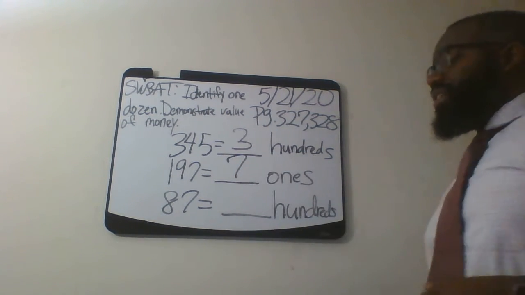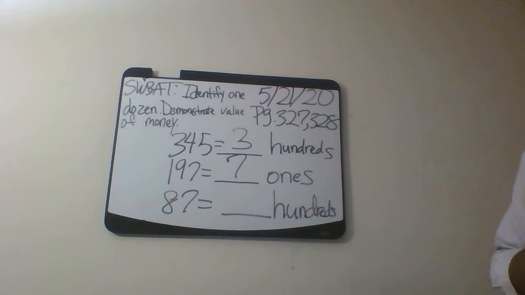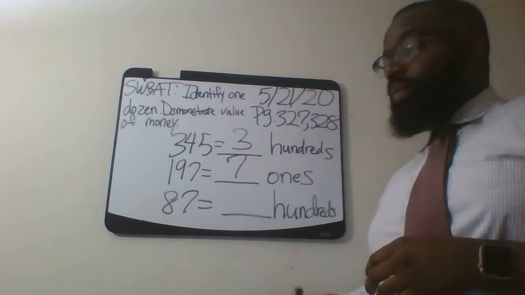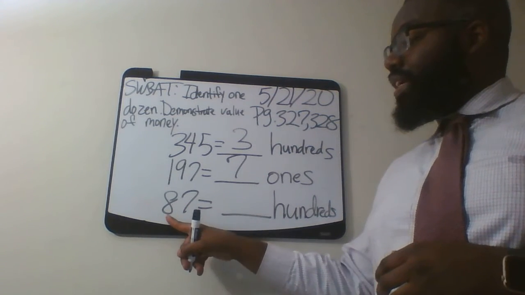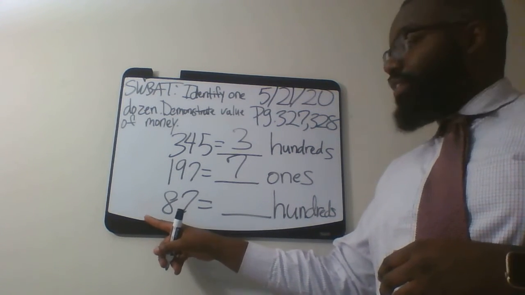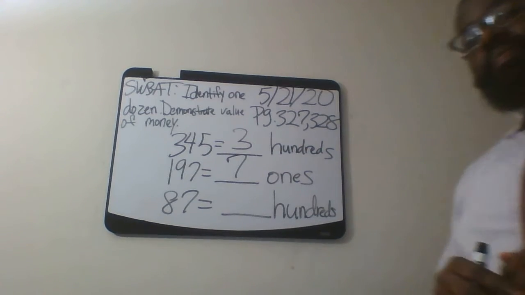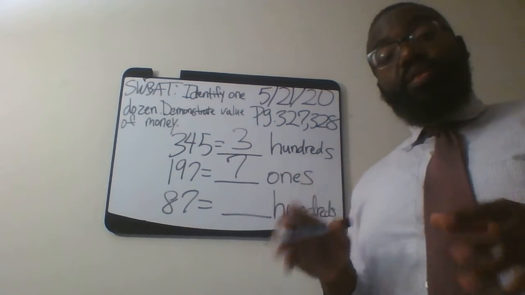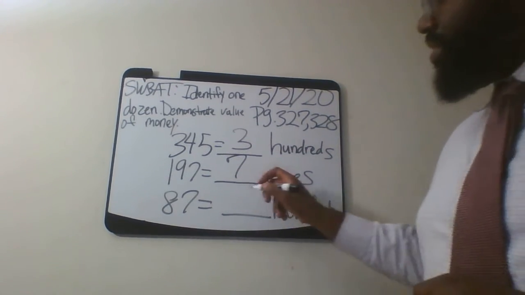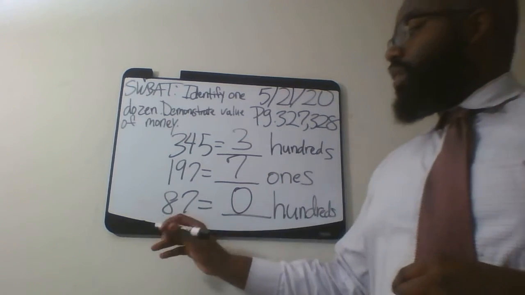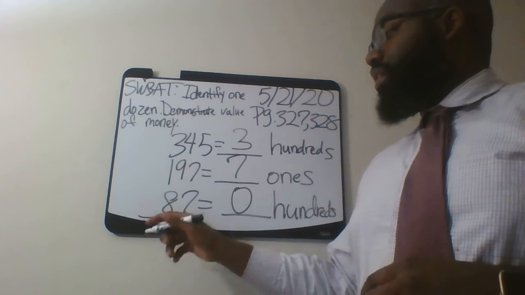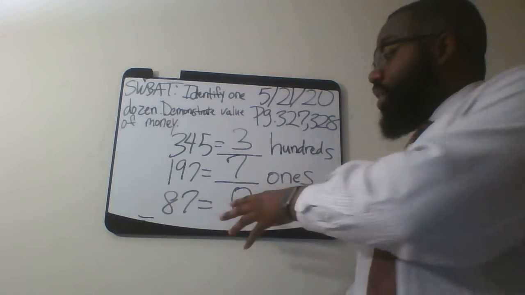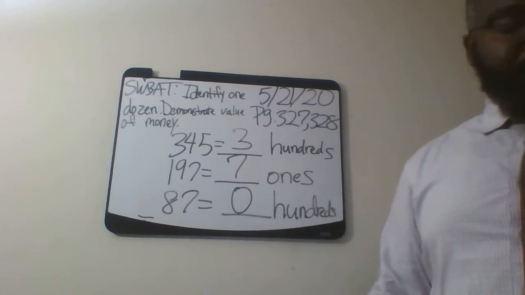Now, let's look at this number. It says 87, but it asks for the hundreds. Notice, we only have ones and tens, but there's no hundred. There's nothing for 100. So what will we write? That's correct, we just write 0. Since there's no number in the hundreds place, all you have to do is write 0.